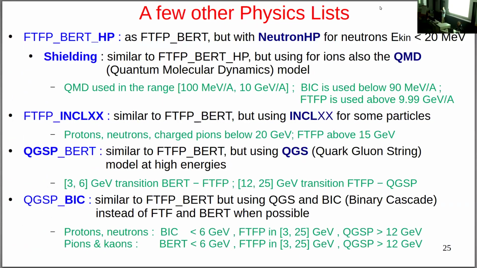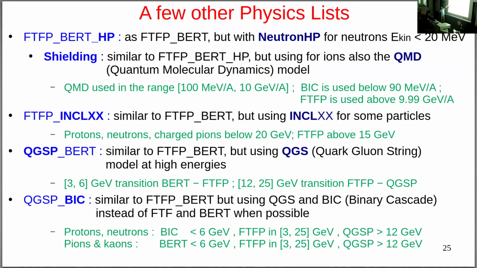And these are variants of that one. For instance, FTFP_BERT_HP is like FTFP_BERT, but there is also this high precision treatment of neutrons below 20 MeV. Shielding, as I said, is an exception. So it's like FTFP_BERT_HP. Moreover, it also has a special model, called QMD, the quantum molecular dynamics model, in the range between 100 MeV and 10 GeV per nucleon.